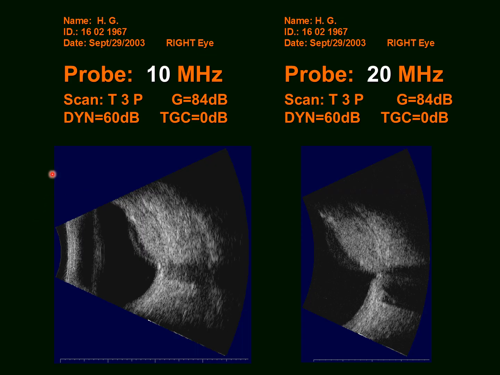The difference between the 10 MHz and the 20 MHz frequency, again here in the case of a hemangioma of the choroid, we see a better resolution with the 20 megahertz. But also more artifacts around the optic nerve, and we are missing here the bony orbital wall that we can see here with 10 megahertz because of the stronger absorption.